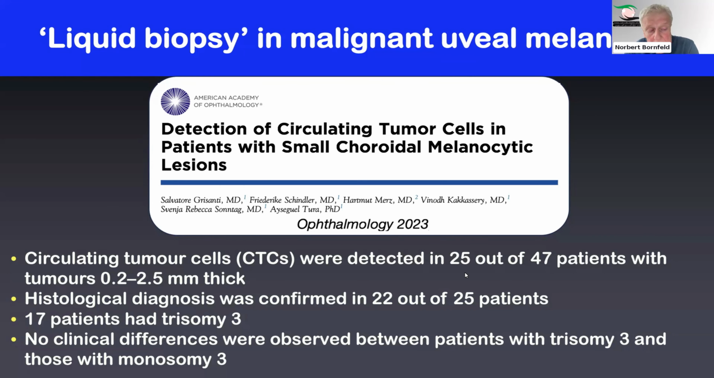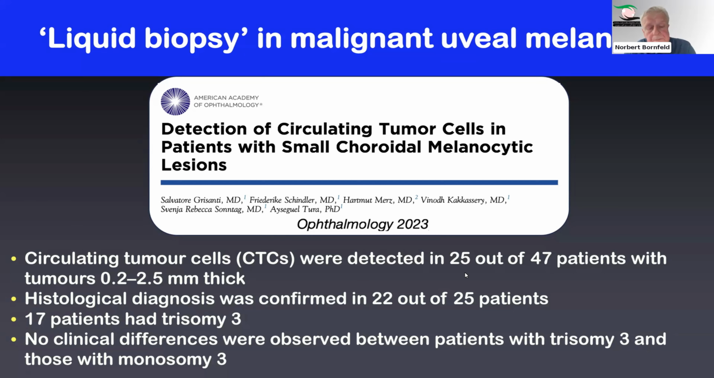And there was no clinical difference observed between patients with monosomy 3 for that typographical monosomy 3 and those with disomy 3. Sorry for the confusion. So that may be a technique to detect free circulating tumor cells with liquid biopsies. But there's an intensive discussion whether that may work and may be used in clinical routine. It's far away from being used in the clinical routine.